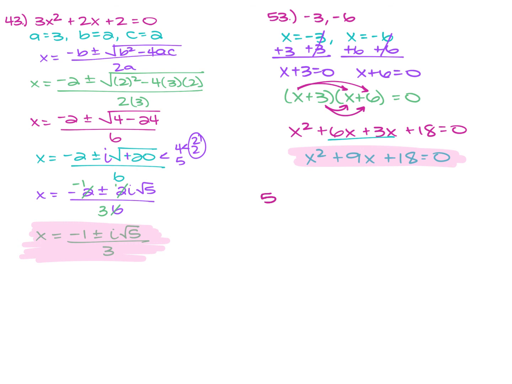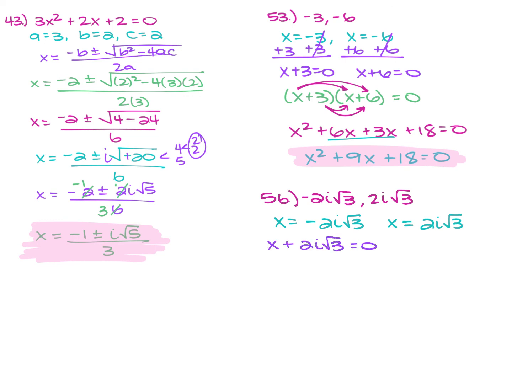55 gives you negative... 56. Let's look at 56. 56 is a little bit better. 56 gives you negative 2i square root 3 and positive 2i square root 3. For this one, again, they're both x is equal to. So move them over to where you have x plus 2i square root 3 is equal to 0, and x minus 2i square root 3 is equal to 0.